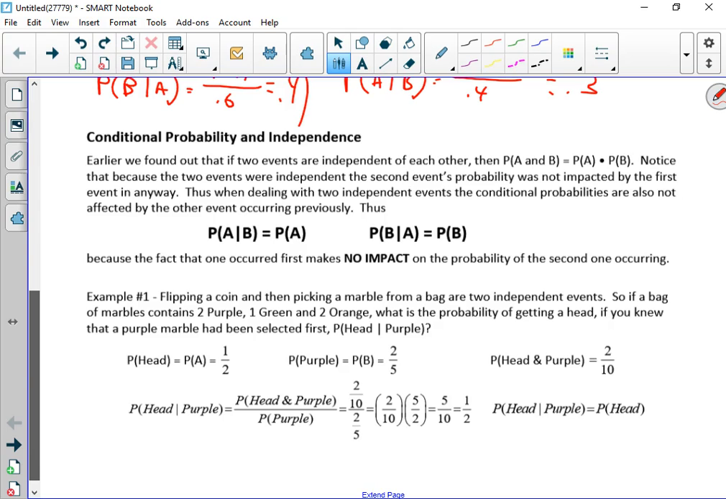Thus, the probability of A given B is equal to the probability of A. Probability of B given A is equal to the probability of B. Because the fact that one has occurred first makes no impact on the probability of the second.